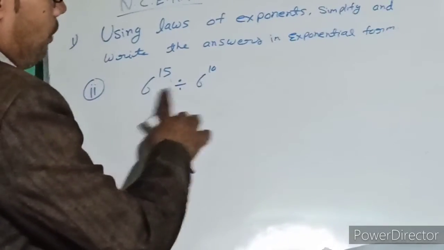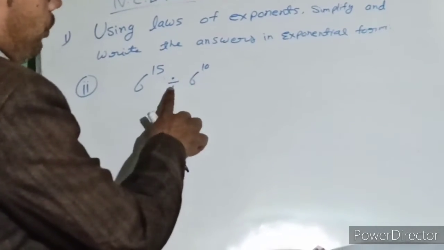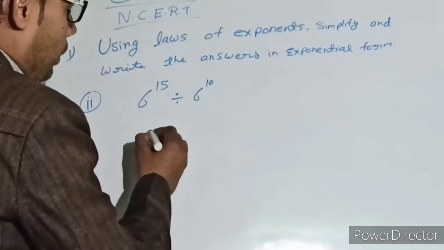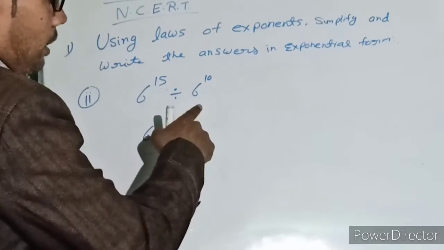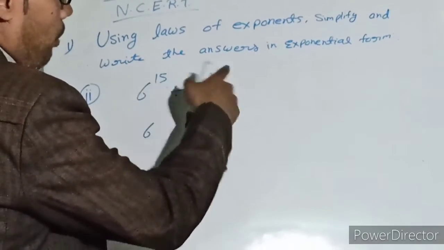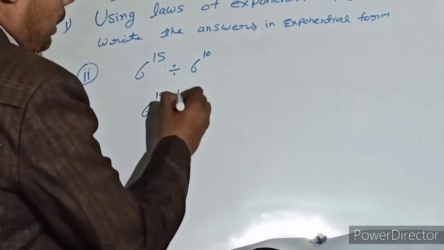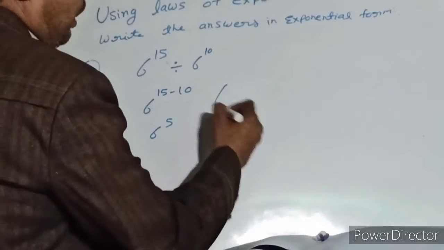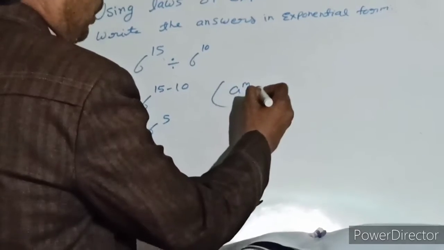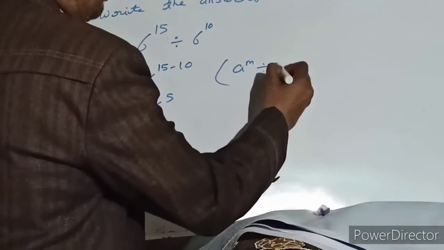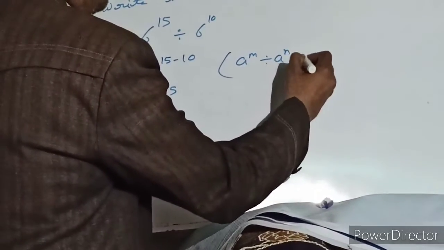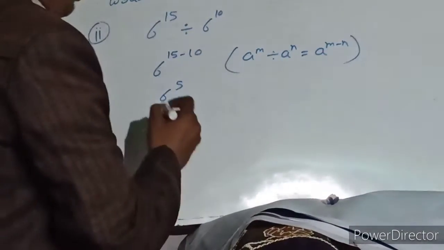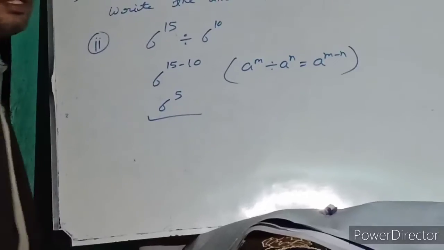In this question we have the base same and we have a division sign in between. So we will use the second rule. We will write the base one time and minus the powers, 15 minus 10. The answer is 5. Which rule have we used? a raised to the power m divide a raised to the power n equals a raised to the power m minus n. Okay, so this is the answer.